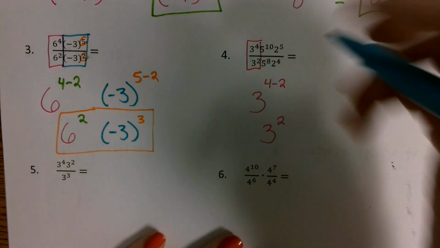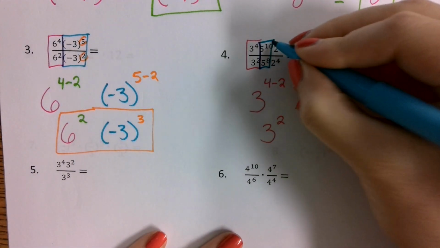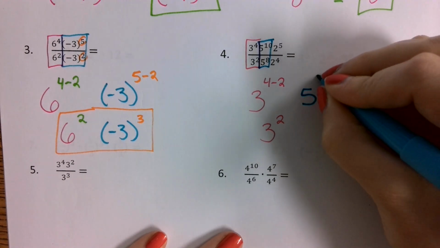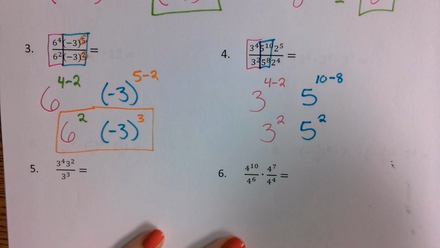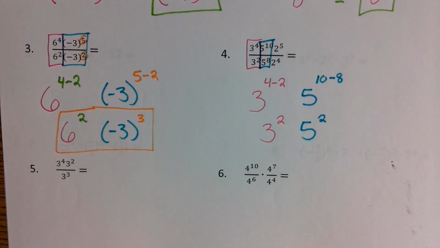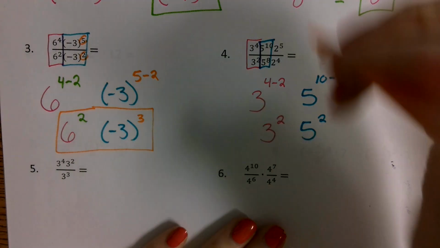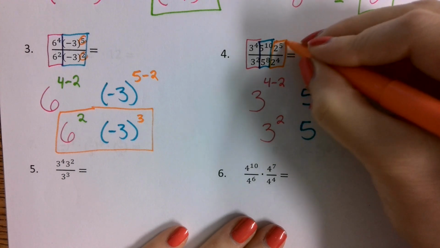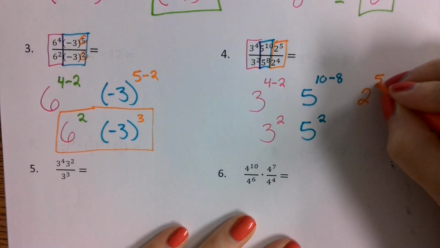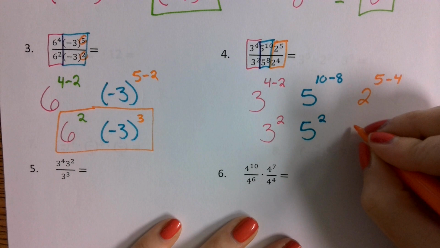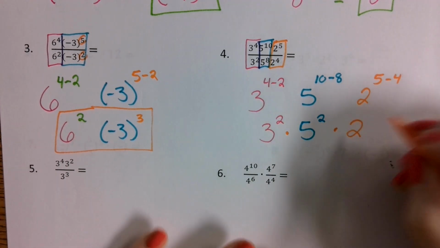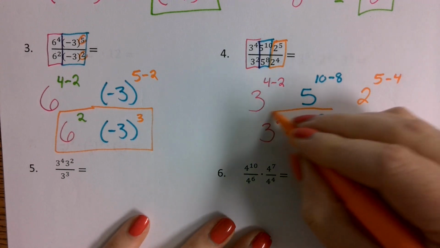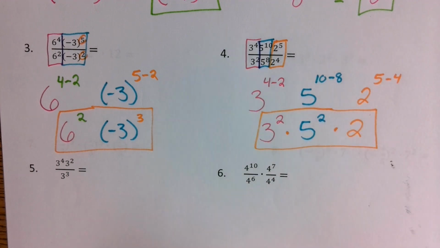Then we move on to 5 to the 10th over 5 to the 8th. That means we're going to do 5 to the 10 minus 8 power. That comes out to 5 squared. And then we've got the 2 to the 5th over 2 to the 4th. That means you're going to subtract the 5 and the 4, and that just comes out to 2 to the 1st, or just 2. It doesn't matter how you want to write it. If you want to put the exponent of a 1, that's perfectly fine, and there would be your final answer.